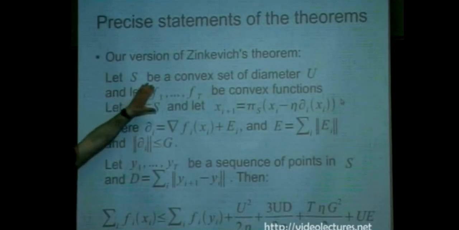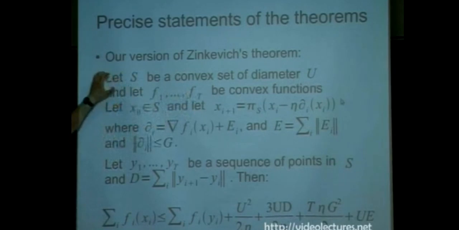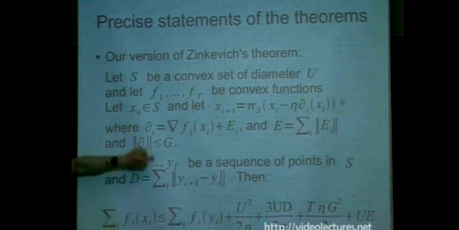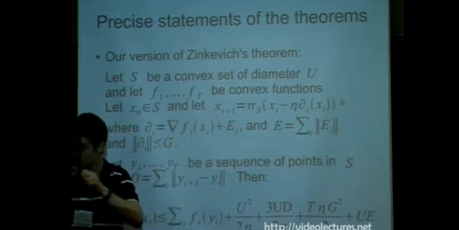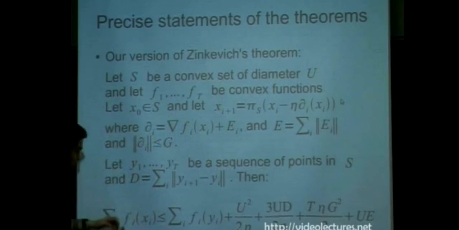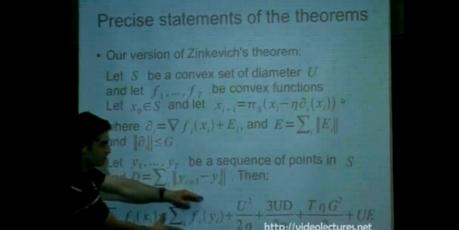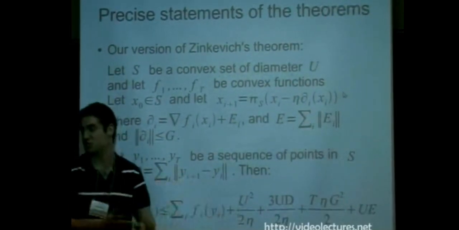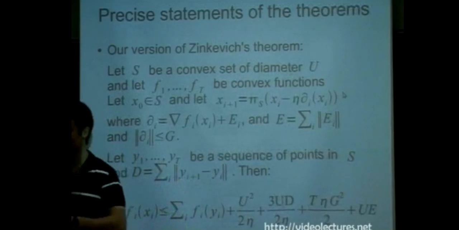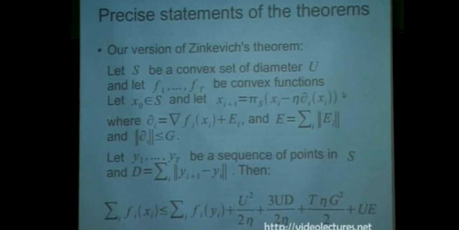Zinkevich theorem says that if you have a sequence of convex functions, and we do online gradient descent on these functions, and let the x's be the sequence of gradient points which we visit, then the total loss which our algorithm experiences is less than the loss of anything fixed in advance, plus some error term, which depends on various parameters. Basically, it says that if you do online learning where you don't know the sequence of functions, you can relate your performance to the performance of something which knows all the functions in advance, but is not allowed to change on every function.